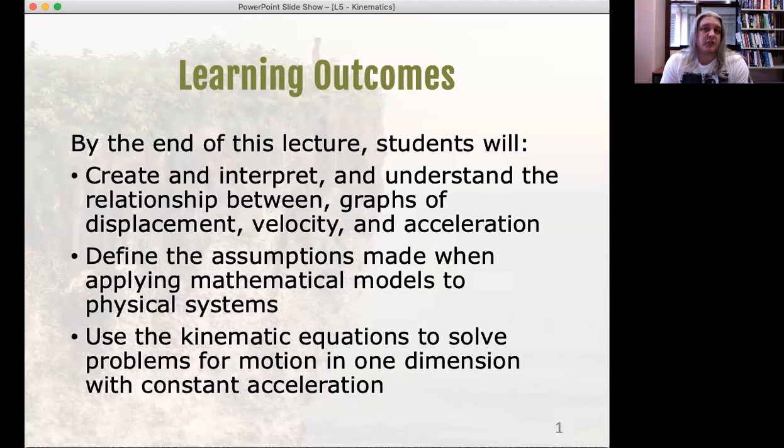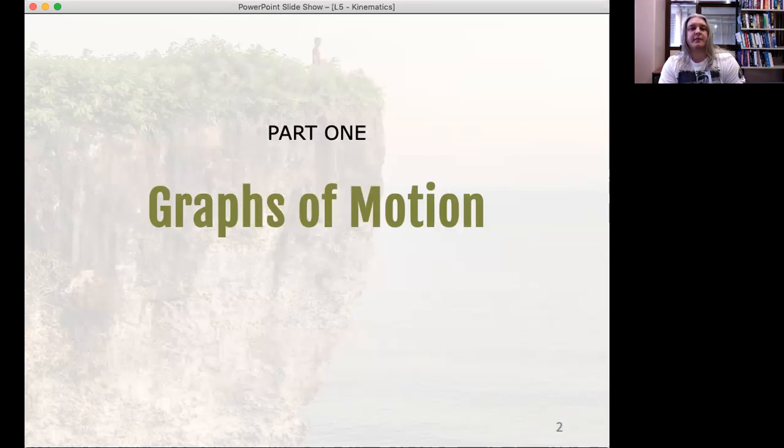We're also going to mention some of the assumptions that we make and define what we mean by mathematical models of physical systems. But the main takeaway for today, the real goal, is to understand the kinematic equations, which are for problems in one dimension with constant acceleration. So we'll build up to those. Part one is just the graphs of motion.